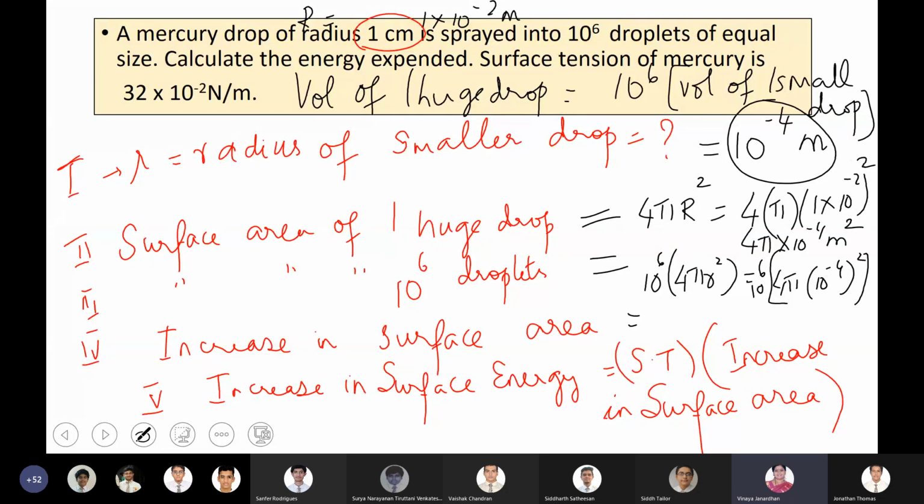Are you getting 3.98 into 10 to the power of minus 2 joules? I got 3.9438 into 10 raised to minus 2 joules. Okay, fine.